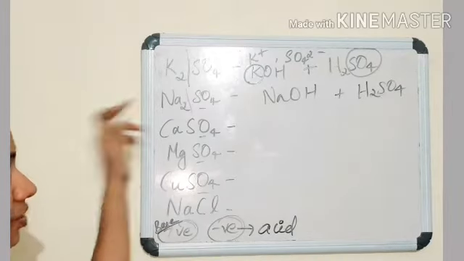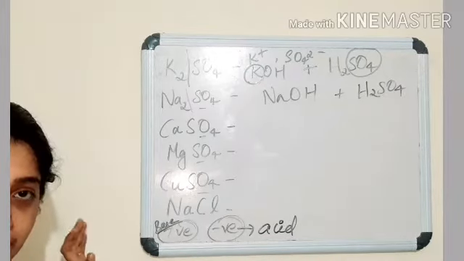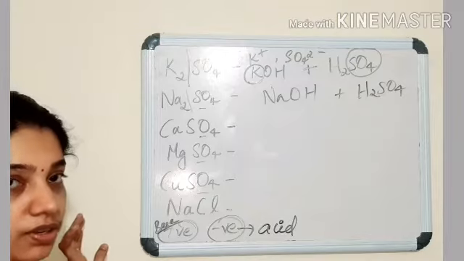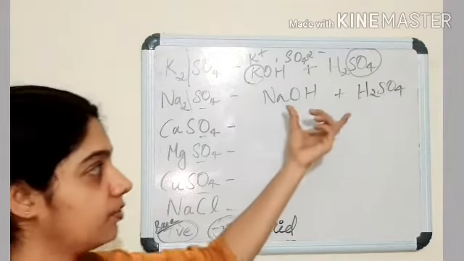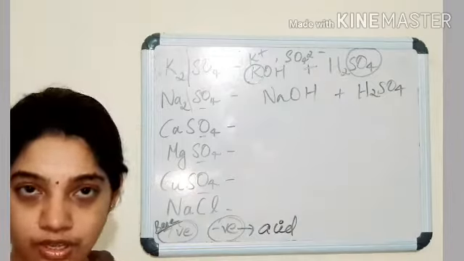So what will be the nature of Na2SO4? Right? It will be neutral. The salt will be neutral because it is formed from both a strong acid and a strong base.